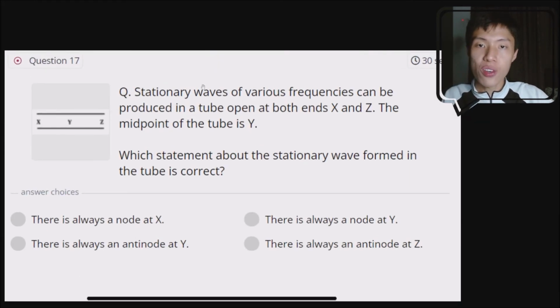So you have a stationary wave of various frequency and it can be produced in a tube open at both ends, X and Z. So X and Z here are open, so it's an open pipe and you can produce stationary wave of various frequency. Now the midpoint of the tube is called Y. So both ends are called X and Z, the midpoint we call it Y. Now they ask which statement of the stationary wave is correct, where must be a node, where must be an antinode.